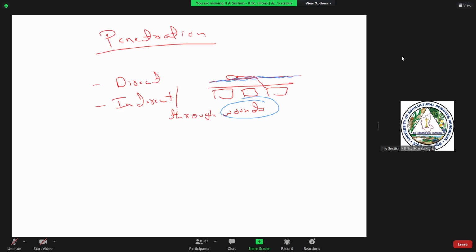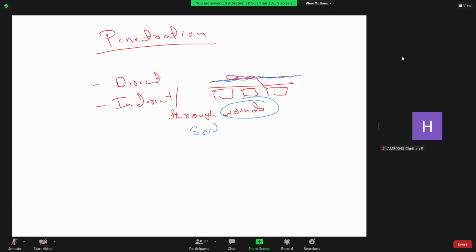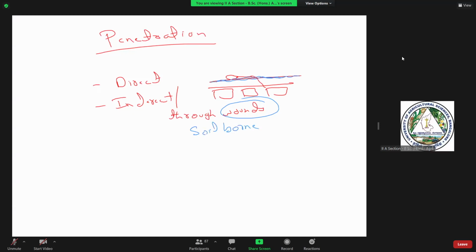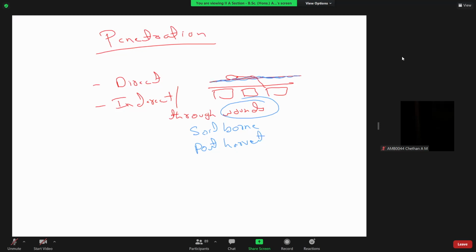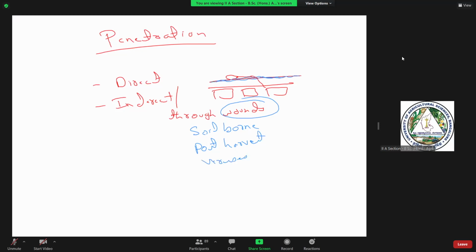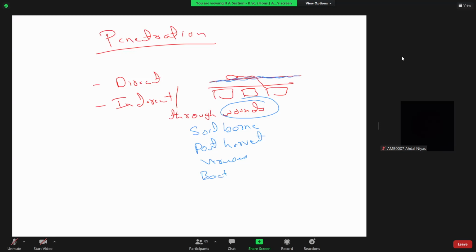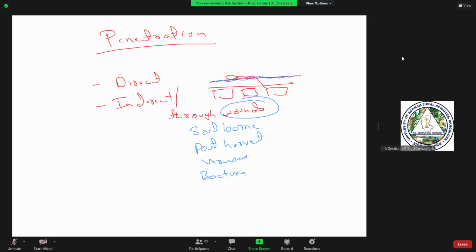So indirect penetration is often seen with many of the pathogens, like the soil-borne pathogens and the post-harvest pathogens, which are basically the weak pathogens, you can say. And the virus often enters in an indirect way, wherever there is an injury or a wound made, so the virus can enter easily, and the bacteria. All these organisms are capable of indirect penetration, either through wounds or through the natural openings.